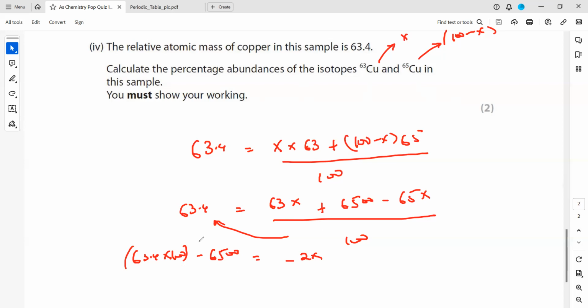So 63.4 times 100 is 6340. Subtracting 6500, this will be minus 160. So minus 160 equals minus 2x. When we divide, x will be equal to 80. So the value of x is 80, which means this isotope is 80%. What is the value of the other isotope? 100 minus x, so this will be 20%. Is it clear?